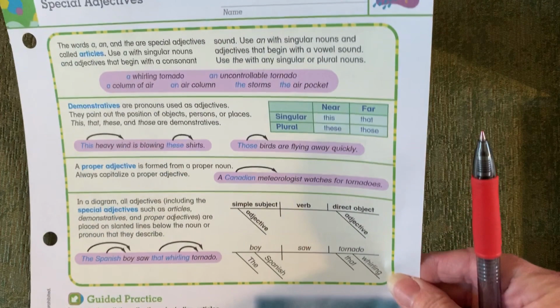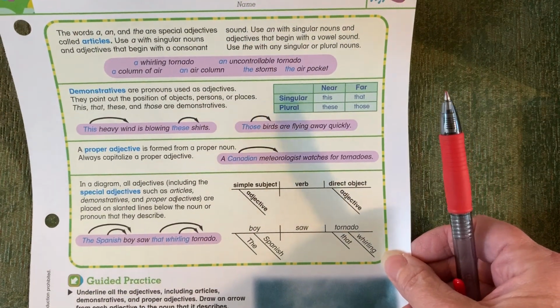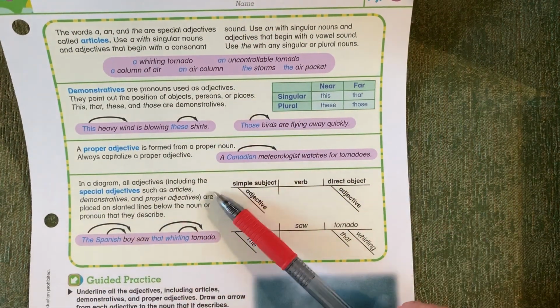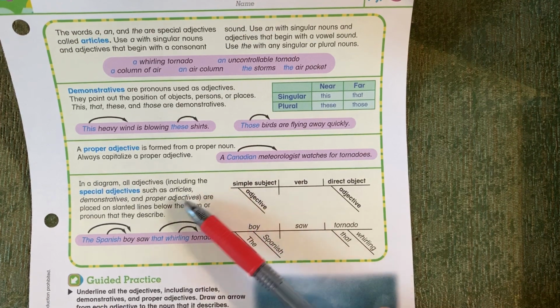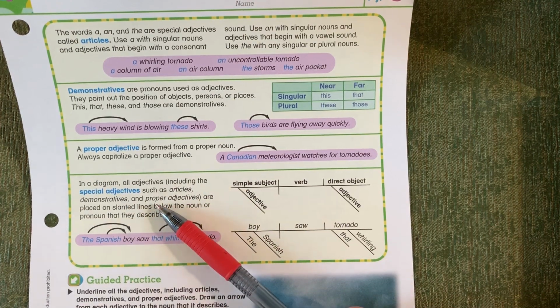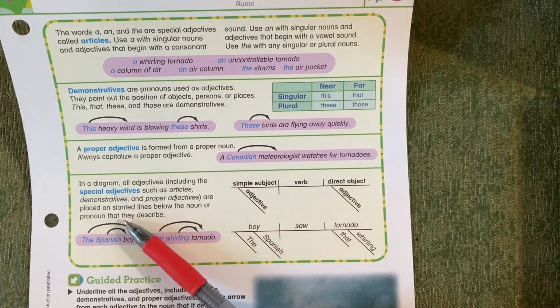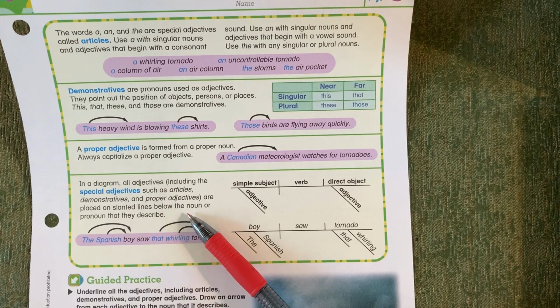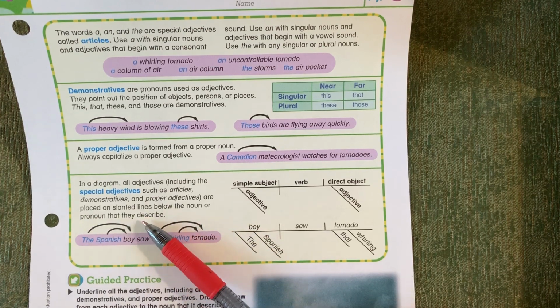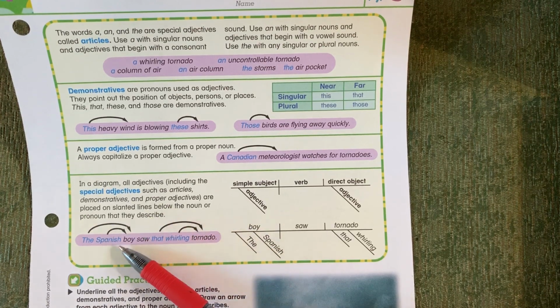Now let's take a look at diagramming. In a diagram, all adjectives, including the special adjectives such as articles, demonstratives, and proper adjectives, all the ones that we just talked about, are placed on slanted lines below the noun or pronoun that they describe. Okay, so take a look at our sample sentence here.